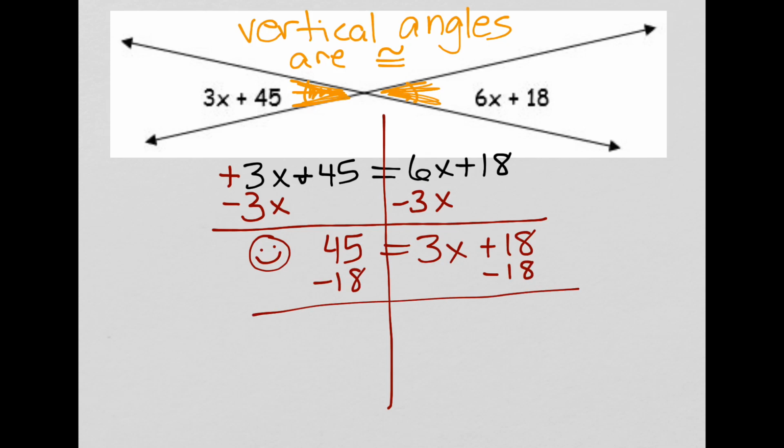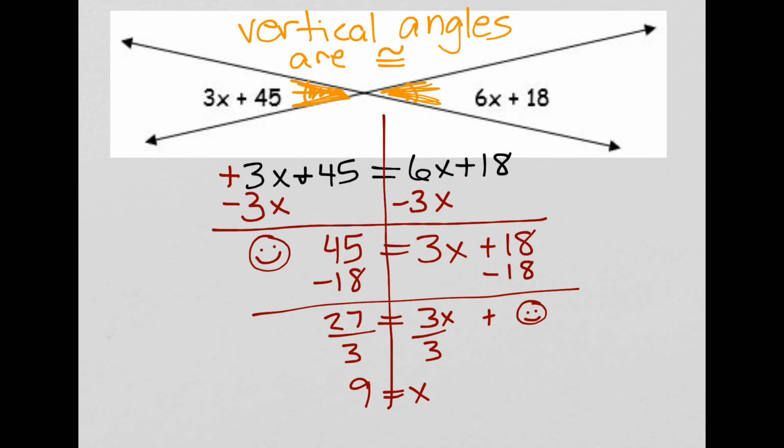And 45 minus 18 is 27. And that's just going to equal 3x, because over here I got 0, and 0 plus 3x is 3x. Okay, so 27 equals 3 times some number. To get that number by itself, I'm going to divide both sides by 3, and I got that x equals 9. Hey, I'm feeling pretty good about that.